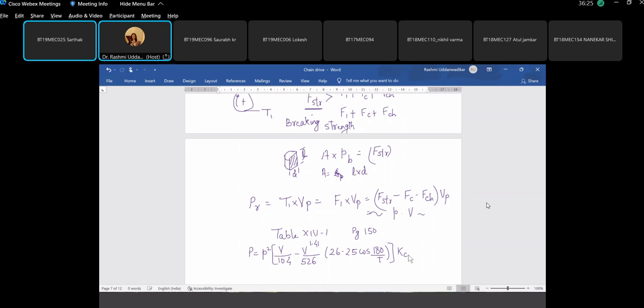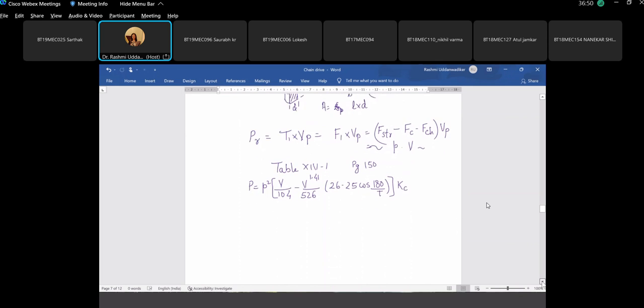Kc takes into account the number of strands. So for a single strand, this value is 1. For double strand, the power becomes 1.7 times. For triple strand, it becomes 2.5 times, and likewise. You can also see the formula for length of chain in pitches, then the relationship between the pitch diameter and the number of teeth which we have derived just now, and then the recommended wear load. So with this much data, let's start solving a problem.